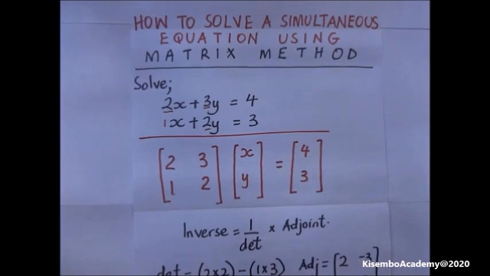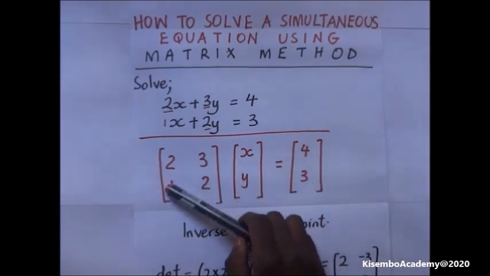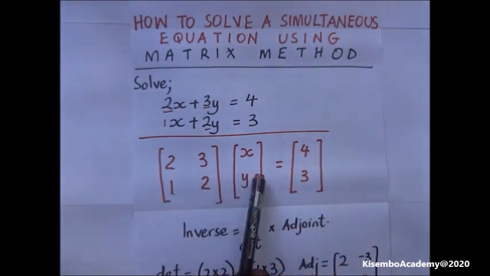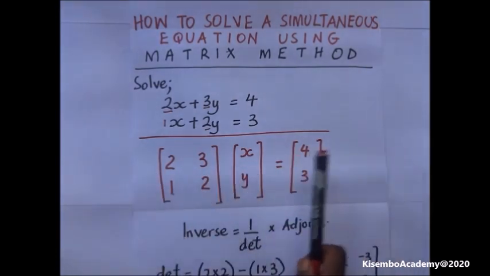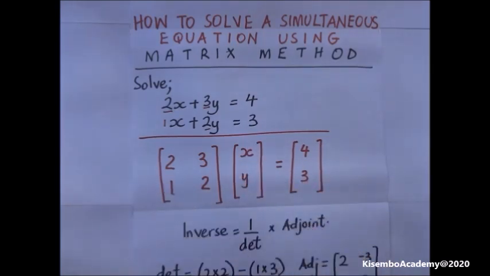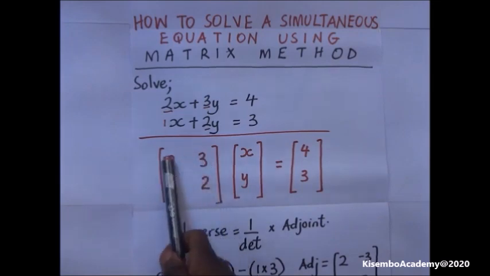So it means that we are going to find the inverse of this matrix. When we get the inverse of this matrix, we multiply it on both sides, on this side and that side, and then afterwards we'll remain with x, y on just one side of the equation. So we begin by finding the inverse of this matrix.